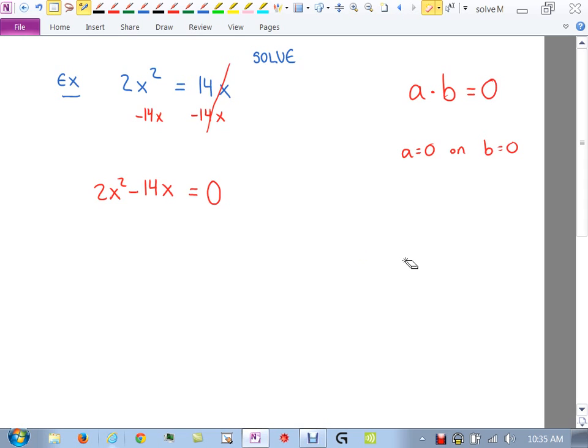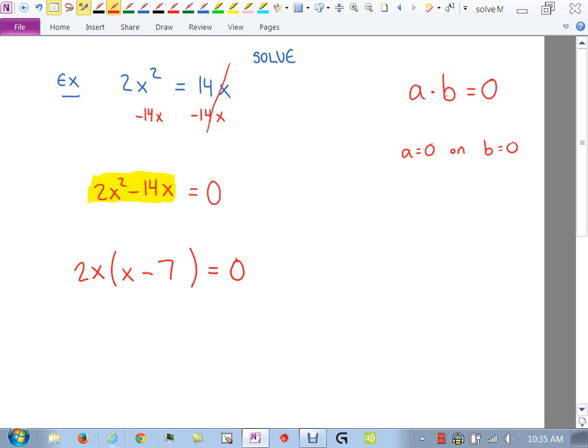Now, I'm getting closer to the zero factor property. I just need to turn these two things that are right now being subtracted into multiplication. Well, that's called factoring, right? Factoring turns expressions into multiplied expressions. So look at these. I have 2 terms, right? But what's the first thing we always look at? GCF, right? I do have a GCF in those 2 terms. What is it? 2x. What is left? x minus 7 equals 0.